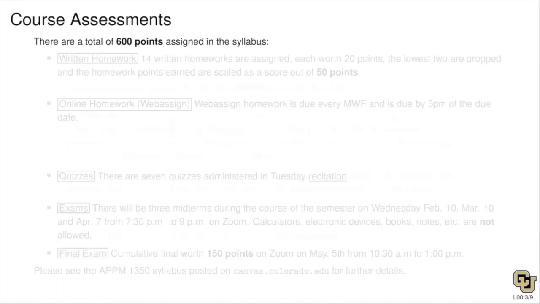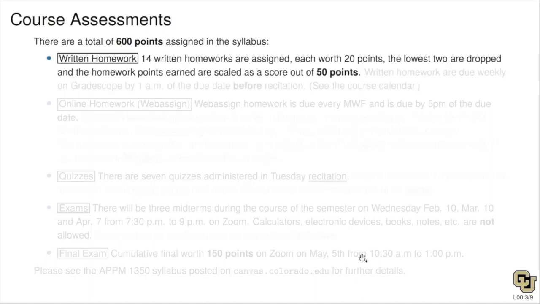So one of the things I want to talk about was how you're going to get your grade in this class. So the syllabus is set up so that there are a total of 600 points, and there are essentially 5 categories. The first category is written homework. And I will show you in a second, after we go through this slide, we'll take a look at the schedule and I'll show you where the written homeworks are, what they are, and when they're due and all that kind of stuff.